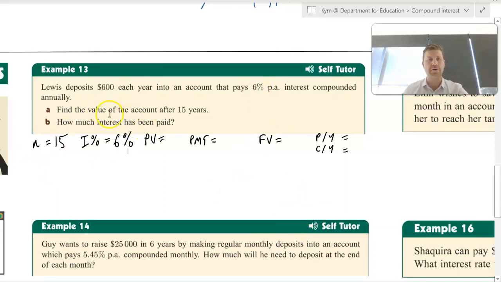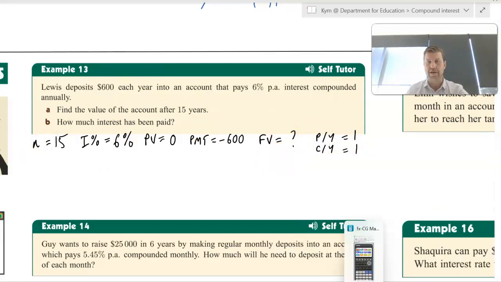The present value, because we're not actually starting with anything, is going to be 0. The payments per term, in this case, it's going to be 600. Now, we're putting in a minus 600 because it is money that we are paying into the account. The future value is actually what we're being asked to calculate. And payments per year is going to be 1. And compound periods per year, because it's compounded annually, will also be 1. So you go ahead and put those values into our graphics calculator, and it will tell us how much we'll have in the account after 15 years.